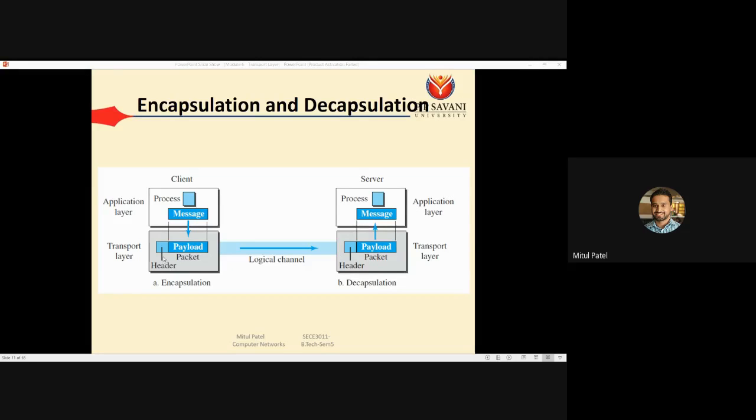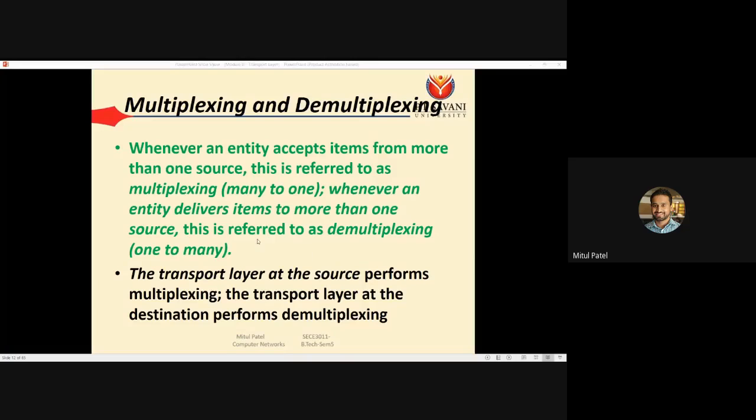So what is the meaning of encapsulation and decapsulation? On the sender side, the process of adding the header is called encapsulation, and on the receiver side, the process of removing the header is called decapsulation. The second responsibility of the transport layer is multiplexing and demultiplexing. So what is multiplexing?